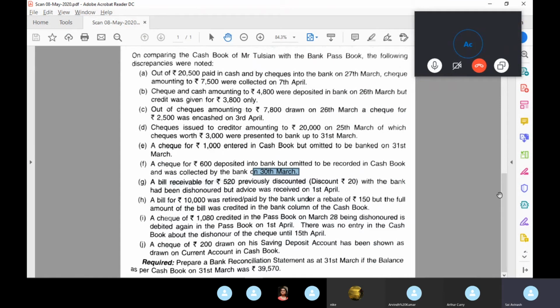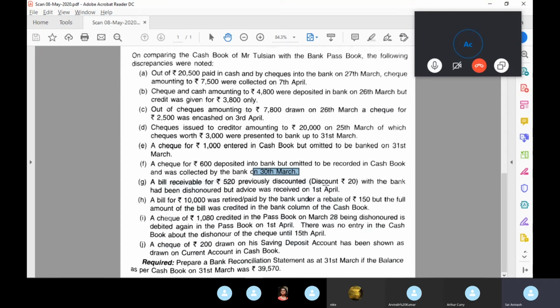So if you understand what has happened, as of 31st March, the bank could have reduced the entire value of the bill from my bank account. Do not think the bank could reduce only 500. The bank gave me 500 because it gave me the money before the due date, right? It's consideration. The 20 rupees that it took was for its benefit, for giving me money earlier, right?